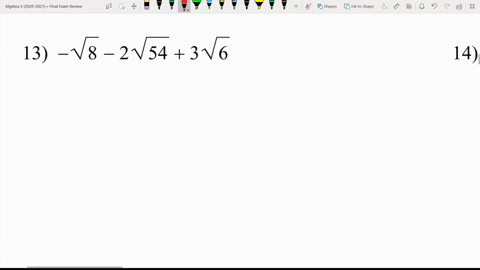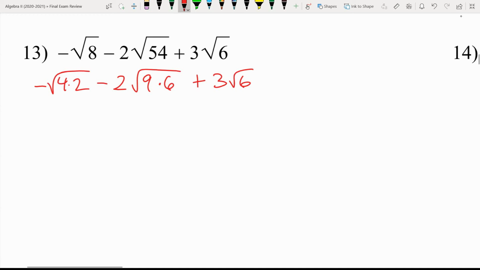All right, let's take a look at 13 here. They all look a little different. We've got a square root of 8, square root of 54, square root of 6. It seems like you can't do anything, but those are reducible. This square root of 8, I could look at as 4 times 2. This square root of 54 is actually 9 times 6.